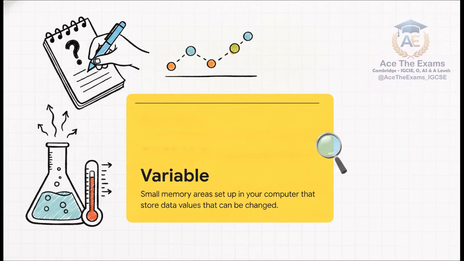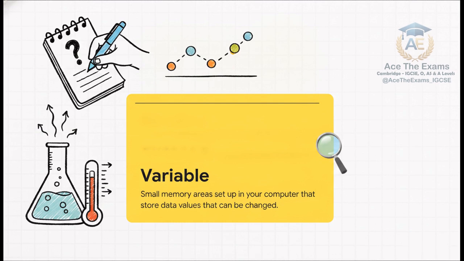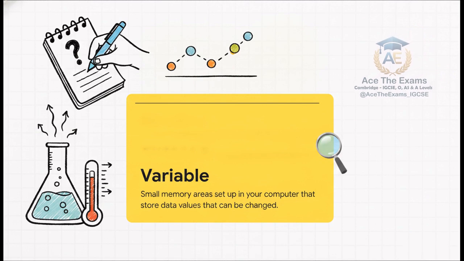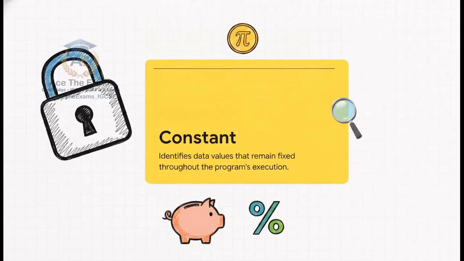Picture yourself doing a science experiment, right? You're recording the temperature of a chemical reaction, say every minute. Those temperatures are constantly changing, so your program needs a designated space, a variable, to store those changing inputs while the execution is happening. Now, on the flip side of that, we have constants. Constants literally lock your data securely in place, and this is absolutely vital when you want to ensure specific values never ever accidentally change during execution.